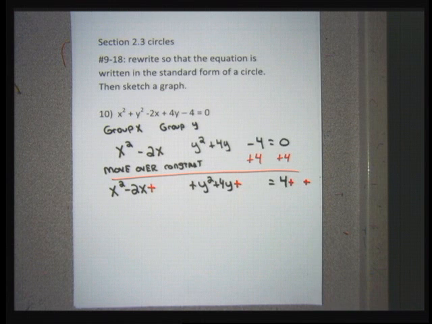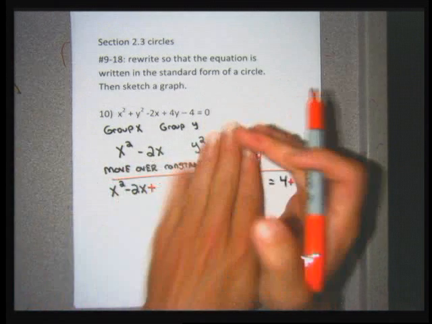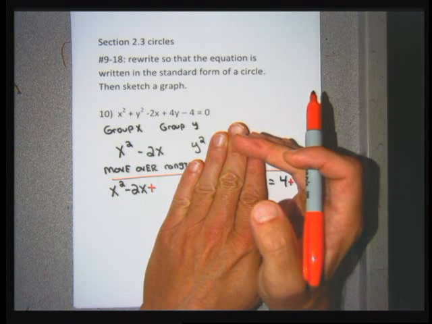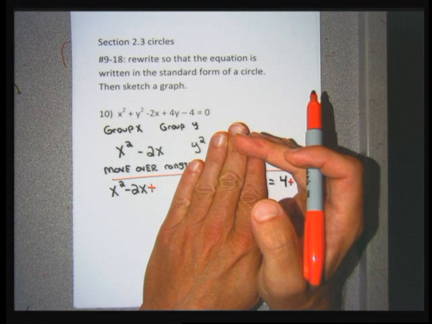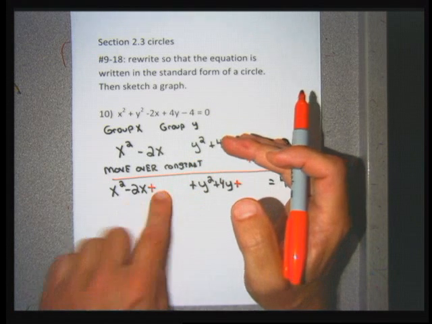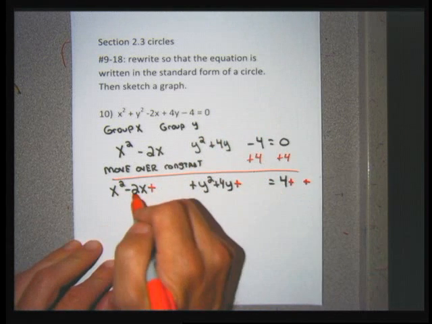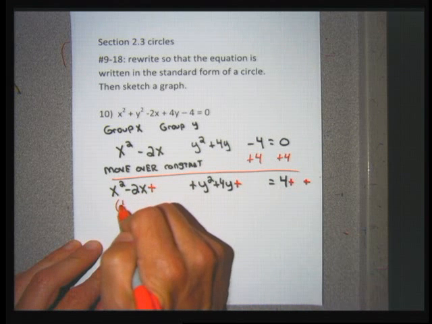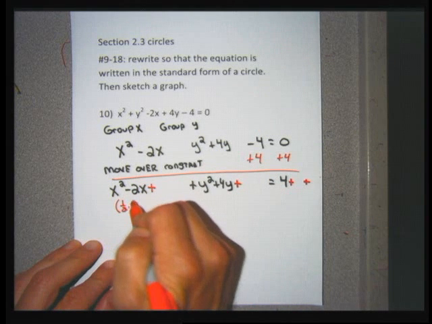So after the plus sign, I need to write a number so that if I looked at just that portion of the left-hand side, it factors nicely into a perfect square. The number I'm going to put after this plus sign is half of that negative 2, squared.